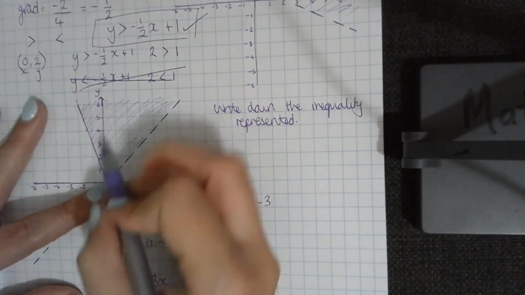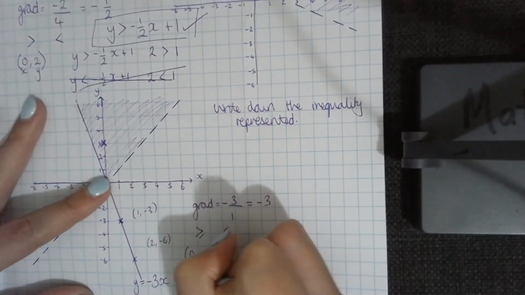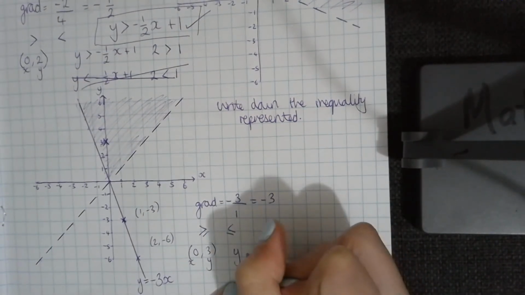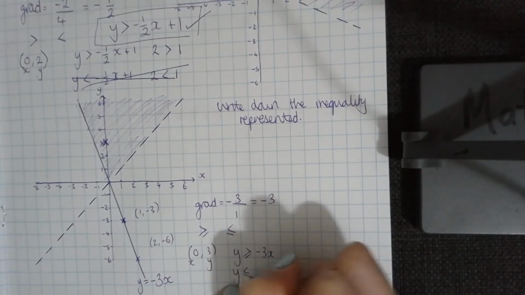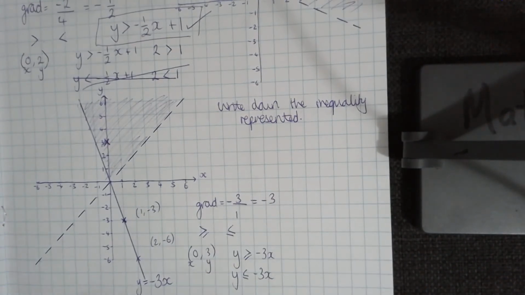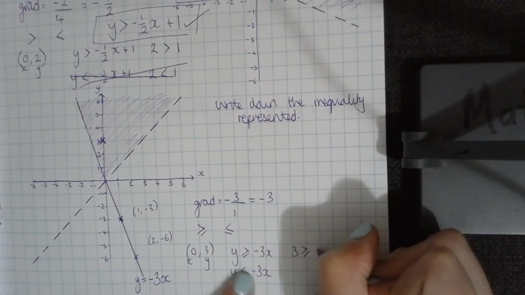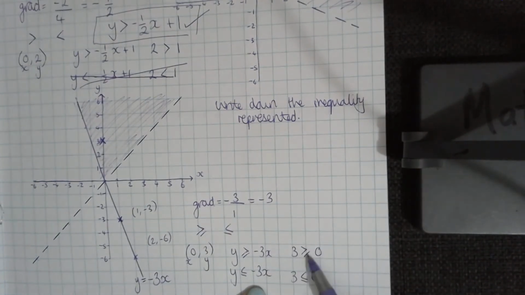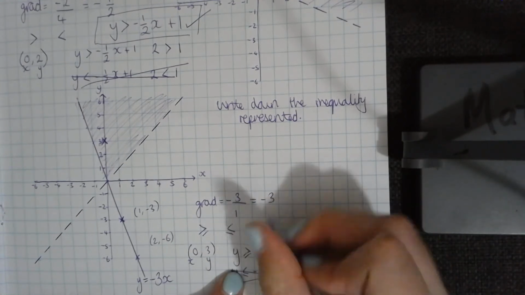So let's pick a coordinate in the region, 0, 3. So that's the x part, that's the y part. So y is greater than or equal to -3x, or y is less than or equal to -3x. So let's try both. 3 is greater than or equal to 0, or 3 is less than or equal to 0. 3 is definitely greater than or equal to 0. 3 is definitely not less than or equal to 0. So we can ignore that bottom one. We know it's this top one here.